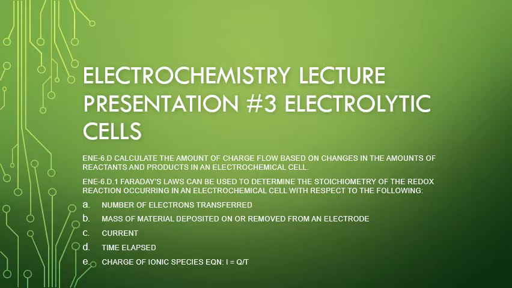We'll use Faraday's law to determine the stoichiometry of a redox reaction occurring in an electrochemical cell with respect to the number of electrons transferred, the mass of the material deposited on or removed from an electrode, the current, the time elapsed, and the charge of the ionic species, with an equation I equals Q over t. We'll also learn how to predict the products of the electrolysis in this process as well.